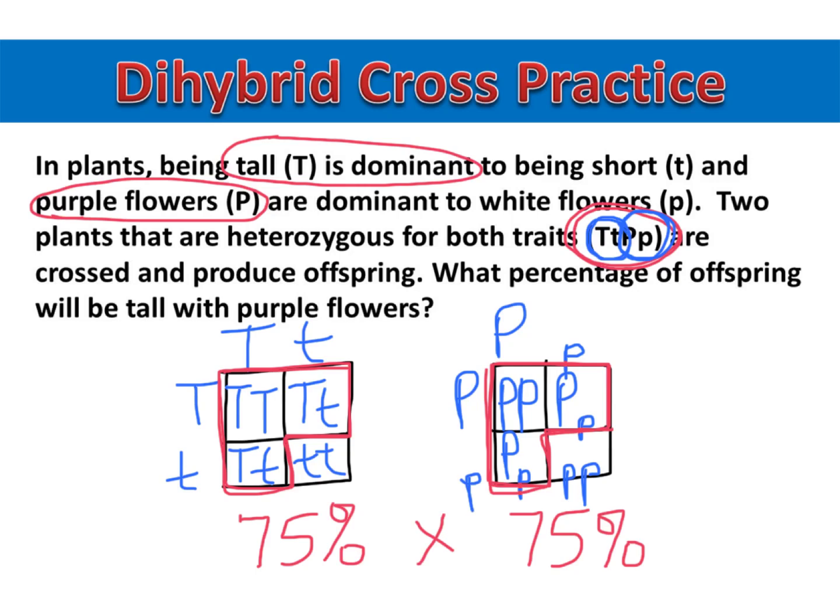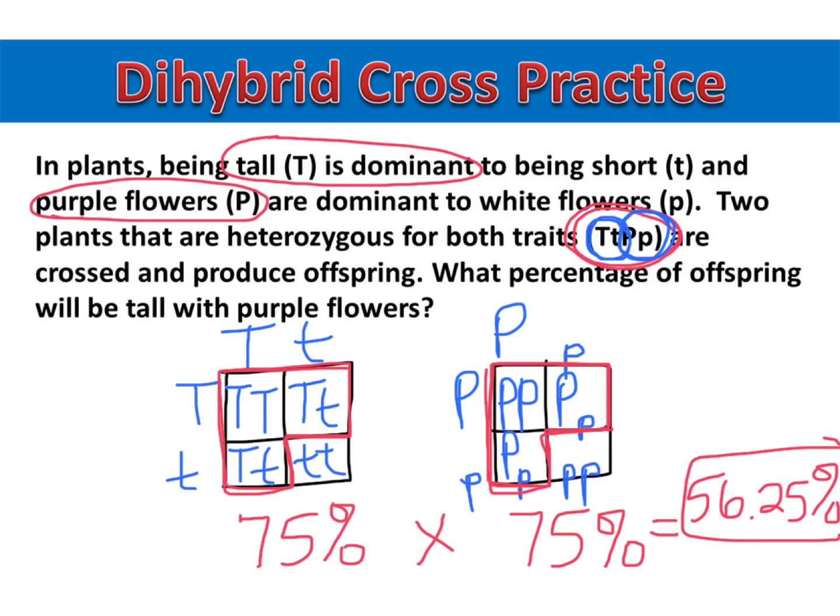Okay, and so you want to put that into your calculator. You probably actually want to type in 0.75 times 0.75, and once you move the decimal, you will see that your answer is 56.25%. That is the percentage of offspring that will be tall and have purple flowers.